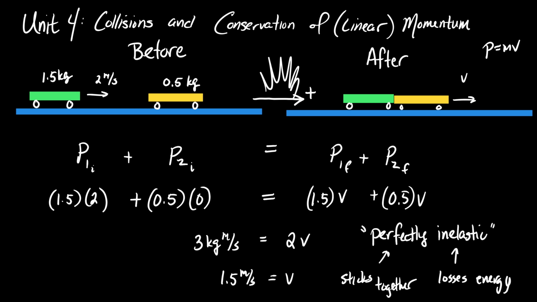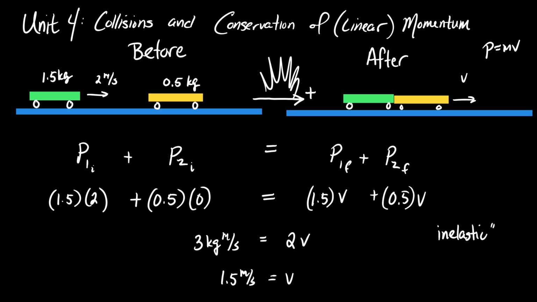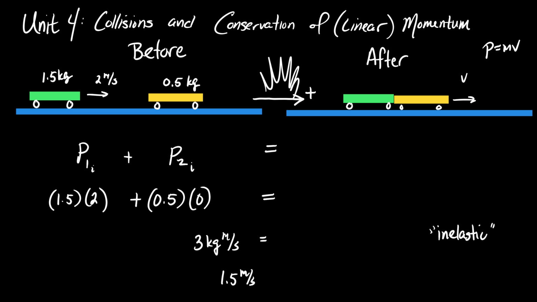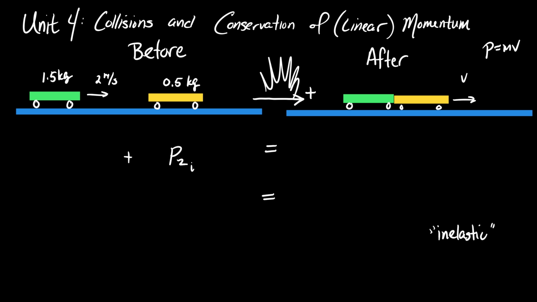All good? How about we try another example? This time we're going to do just an inelastic collision. In an inelastic collision, the two cars don't stick together. But because I want to make this a little bit different, I'm going to say that this car is moving this way at 1 meter per second.